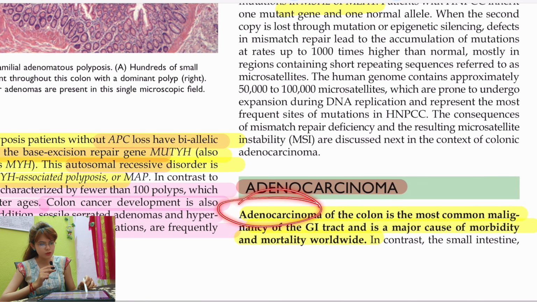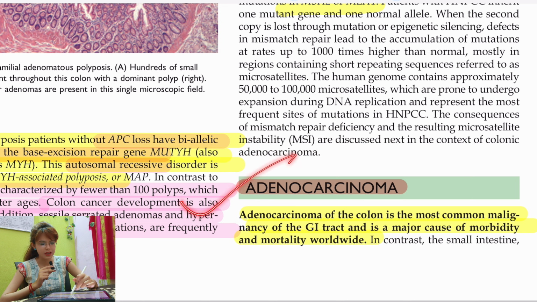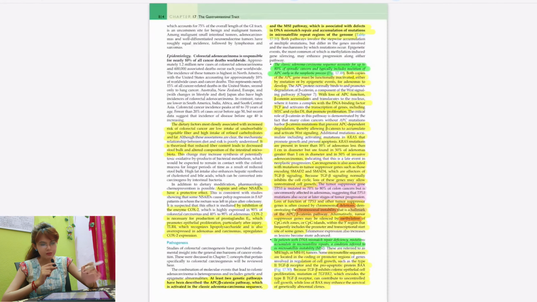Now, adenocarcinoma of the colon is the most common malignancy of the GI tract and is a major cause of morbidity and mortality. Just to share with you, this particular cancer has a very important meaning in my life. I have a very emotional story to share regarding this cancer, so I'll be doing that in some other video. And this is my thesis topic also, because I'm so close to this topic. But we'll discuss it in some other video. So today we are just going to talk about the molecular mechanism, very important.